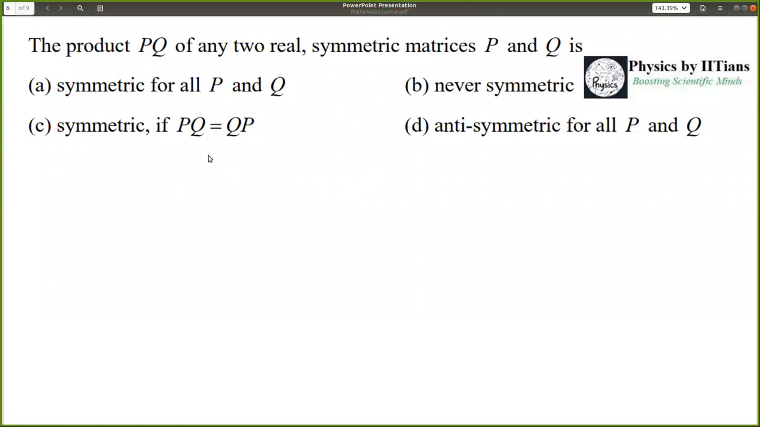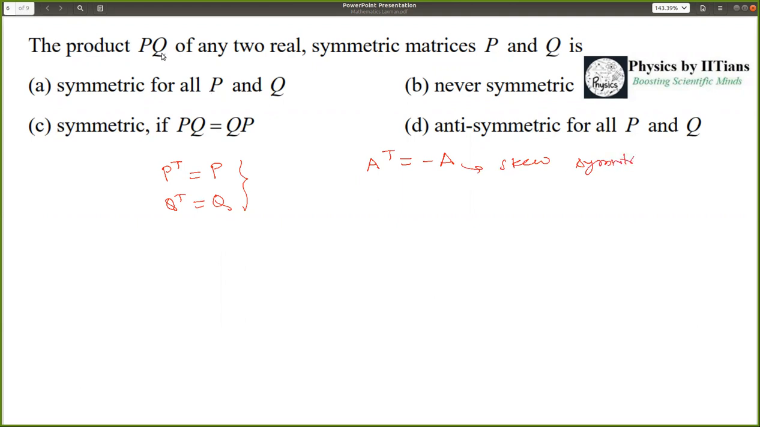Firstly, we know that P and Q are symmetric matrices, and symmetric matrix means the transpose of P will be equal to P, and also the transpose of Q will be equal to Q. So this is the property of a symmetric matrix. And what is a skew symmetric? Suppose A is a matrix. If its transpose comes out to be minus of A, then we call A a skew symmetric.